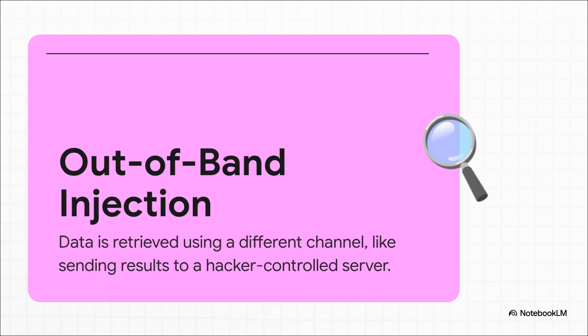Now, the second type is way sneakier. It's called out-of-band. This is like telling the database, hey, don't show the secrets on the website. Instead, I want you to send them to this other server over here that I control. This is so much harder to detect because from the website's point of view, everything might look perfectly normal.